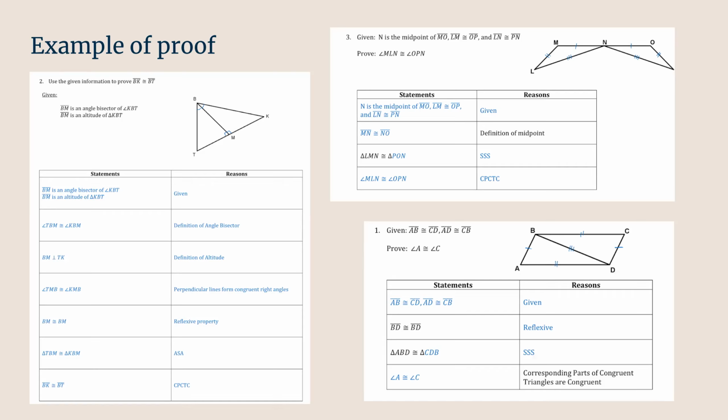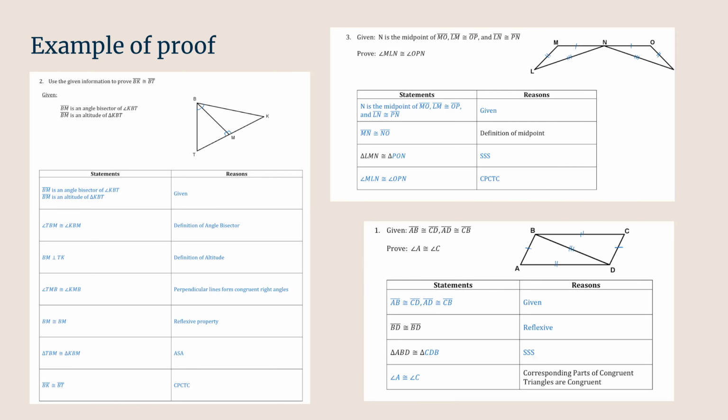First, we list what is given, and then we know that BD is congruent to BD because it's the same line segment. From that, we know that triangle ABD is congruent to triangle CDB because 3 sides are congruent. So by SSS, the triangles are congruent. Therefore, the corresponding parts of the congruent triangles are congruent, which gives that angle A is congruent to angle C.